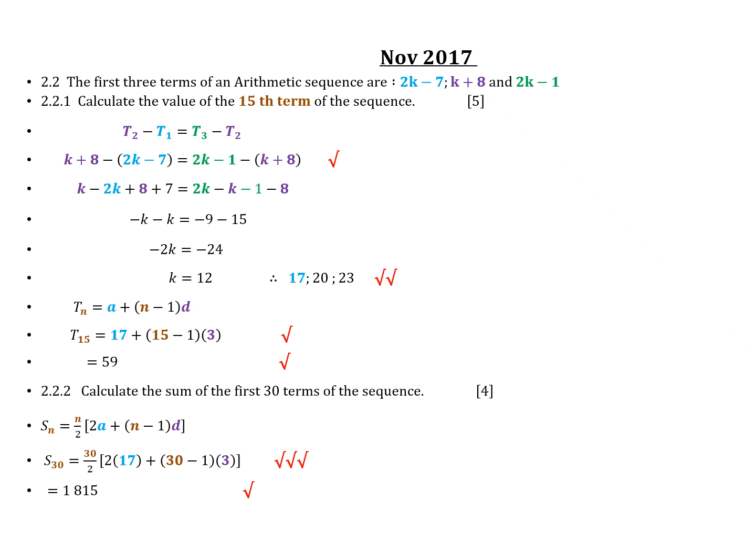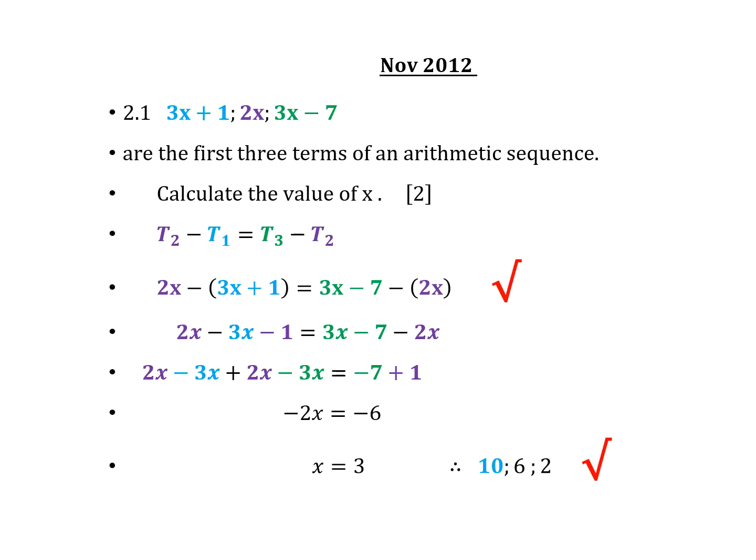All right, let's look at the next question. November 2012, 2.1: 3x plus 1, 2x, 3x minus 7 are the first three terms of an arithmetic sequence. So for an arithmetic sequence, term 2 minus term 1 must equal term 3 minus term 2. Calculate the value of x. So term 2 minus term 1 equals term 3 minus term 2.